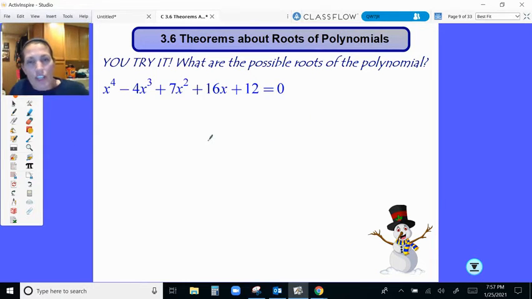Okay, so you try it. I would suggest pausing this video and trying to list all the roots, and then come back and check and see how you did.